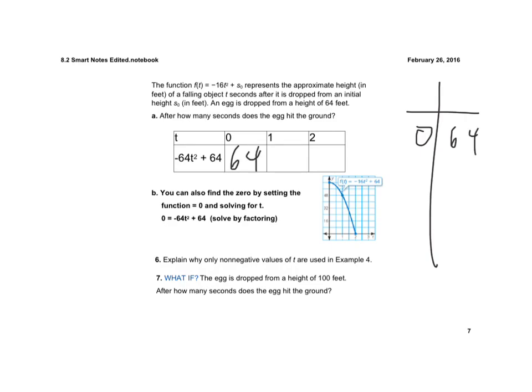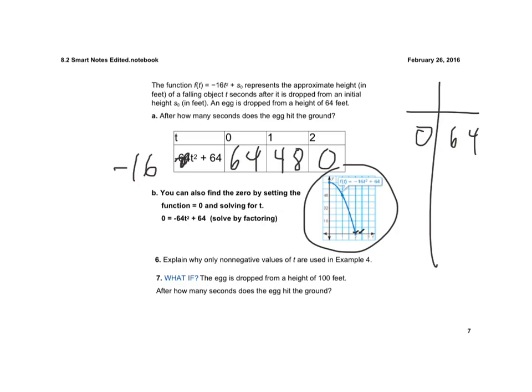I plug 1 in. 1 squared is 1. 1 times negative 64 is a negative 64. Oh, I typed that in wrong. Shoot, that should be negative 16. Sorry about that. So 1 squared is 1. 1 times negative 16 is negative 16. Negative 16 plus 64 would be 48. Plug 2 in. 2 squared is 4. 4 times negative 16 is a negative 64. Plus 64 would be 0. So then I have my graph here, and as you can see, it hits the ground after 2 seconds.